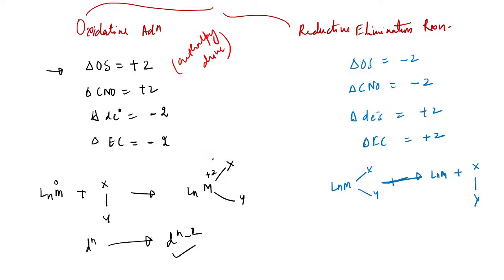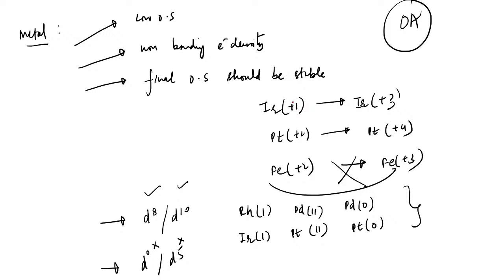Okay. So this process is enthalpy driven, and reductive elimination processes are basically entropy driven processes. Okay. You can see the entropy is increasing. So if entropy is increasing, this is your driving force for spontaneity. Okay. So oxidative additions are enthalpy driven processes, and reductive eliminations are basically entropy driven processes. Okay. So this is the major difference between your oxidative additions and reductive eliminations.